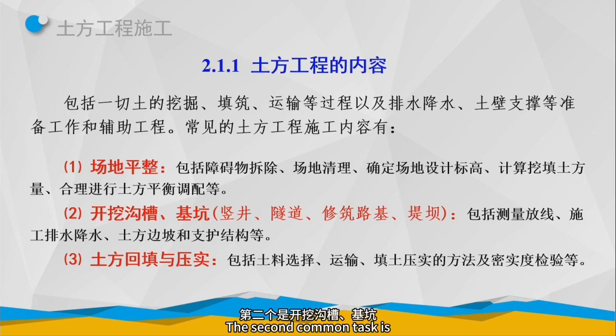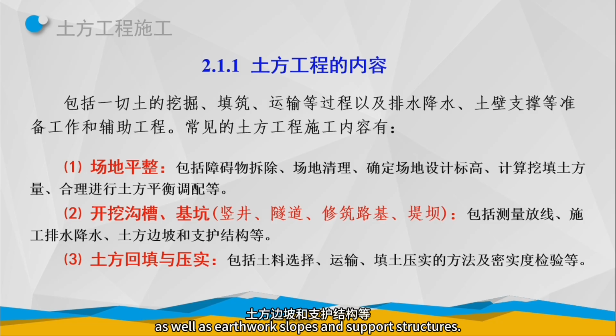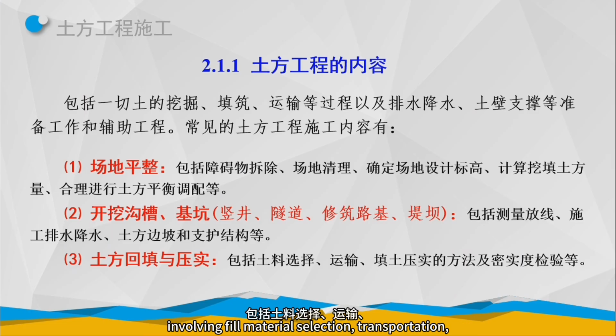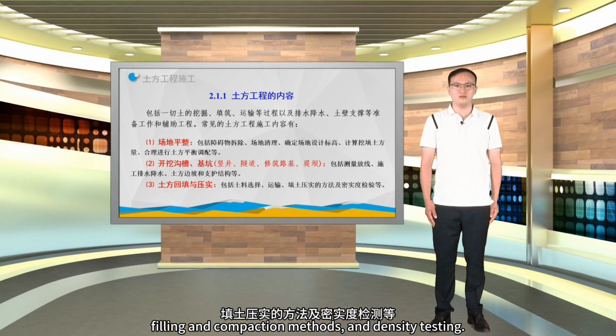The second common task is excavating trenches and foundation pits, which encompasses surveying and setting out, construction drainage and dewatering, as well as earthwork slopes and support structures. The third task is earthwork backfilling and compaction, involving fill material selection, transportation, filling and compaction methods, and density testing.